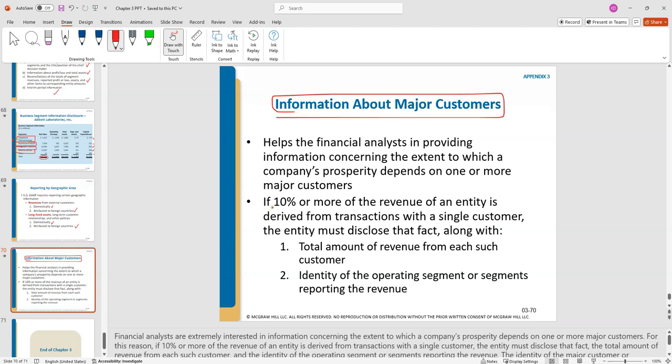So we have this kind of 10% rule. If 10% or more of the revenue of an entity is derived from transactions with a single customer, then the entity must disclose that fact. So we've got to be aware of that. For certain major customers, 10% or more, we need to make sure that we're letting the investors, the lenders, and the creditors know about that through the use of disclosure.